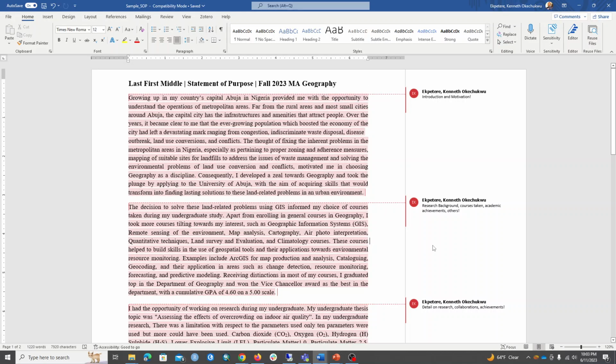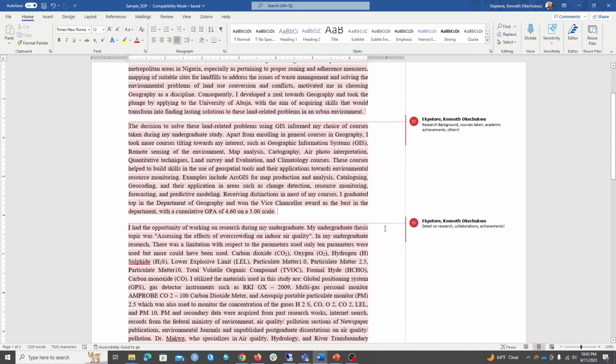In the second paragraph, we cover research background, right? The courses this client took as an undergraduate, especially the ones that are relevant to what you want to pursue. So you just mention those ones, academic achievement and others. So you have to mention those ones, right?